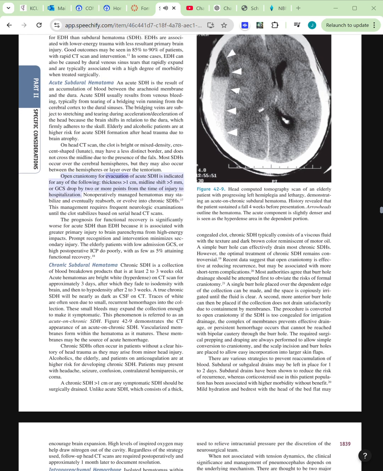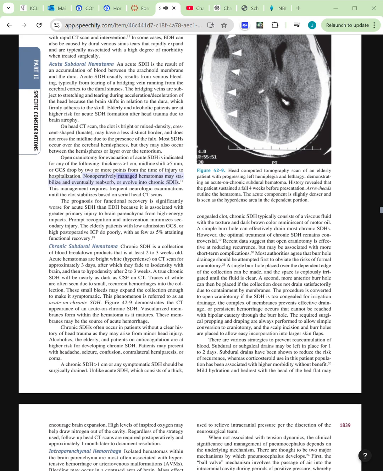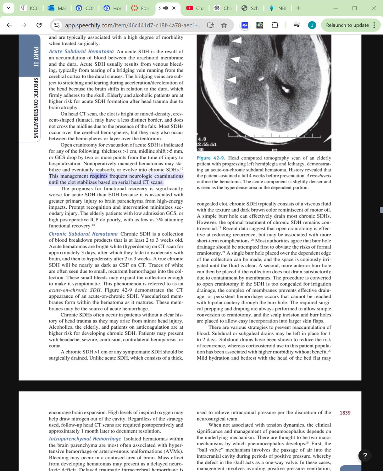Open craniotomy for evacuation of acute SDH is indicated for any of the following: thickness greater than 1 centimeter, midline shift greater than 5 millimeters, or GCS drop by 2 or more points from the time of injury to hospitalization. Non-operatively managed hematomas may stabilize and eventually reabsorb or evolve into chronic SDHs. This management requires frequent neurologic examinations until the clot stabilizes based on serial head CT scans.